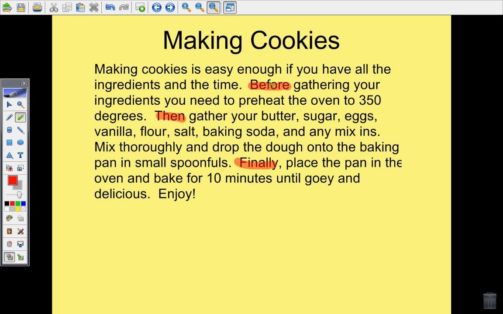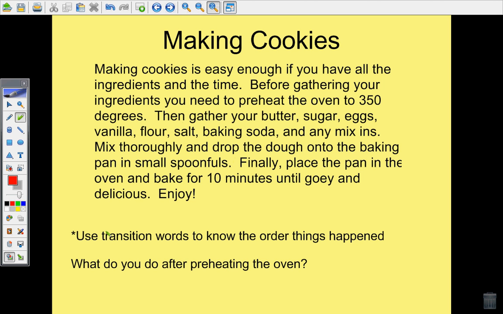Enjoy! Notice the author is giving you several transition words to let you know where you're beginning, what's happening in the middle, and how you're ending. Let's use those transition words to help us to understand the sequencing. So we can use those transition words to know the order that things are happening. It says, what do you do after preheating the oven? Now this is like a right there question. We can find preheating the oven right in our story. It says right here we preheat the oven.